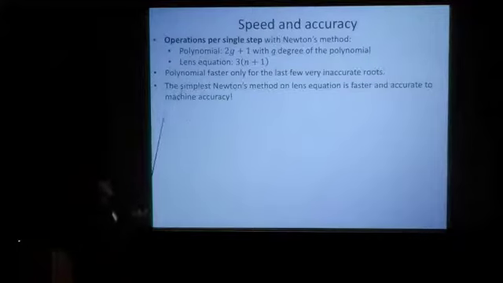Say, for the very last few roots in the polynomial, once you have divided it for all roots found, then it's faster for the last few roots. But for those roots, of course, the accuracy is very low. So this Newton's method of the lens equation is faster and accurate.